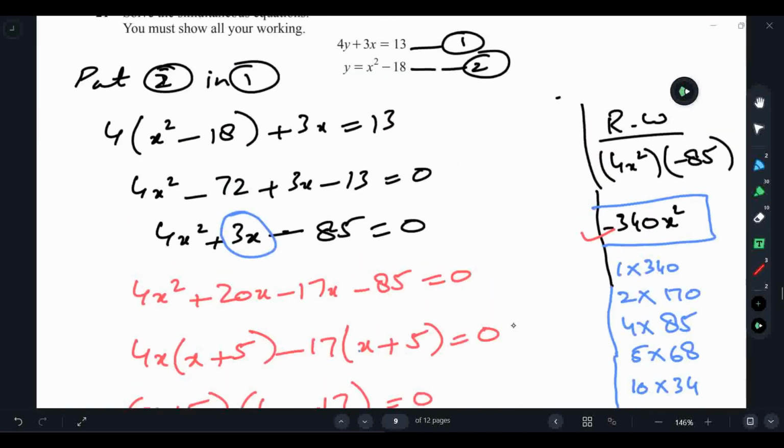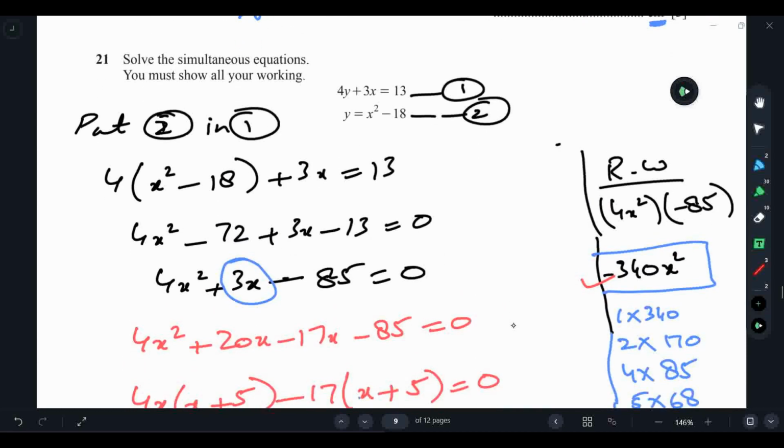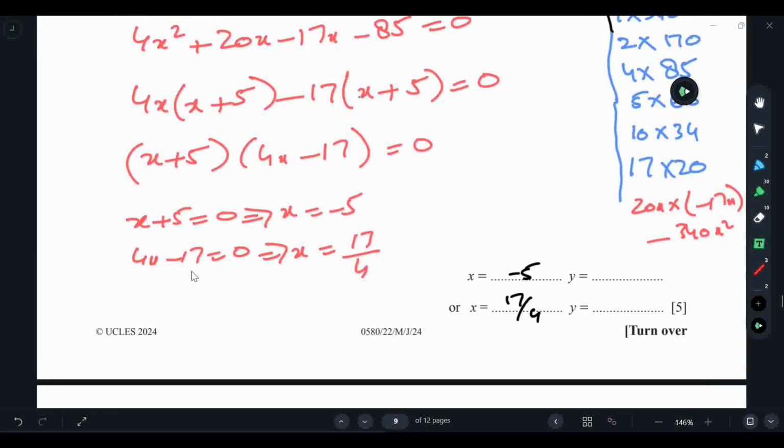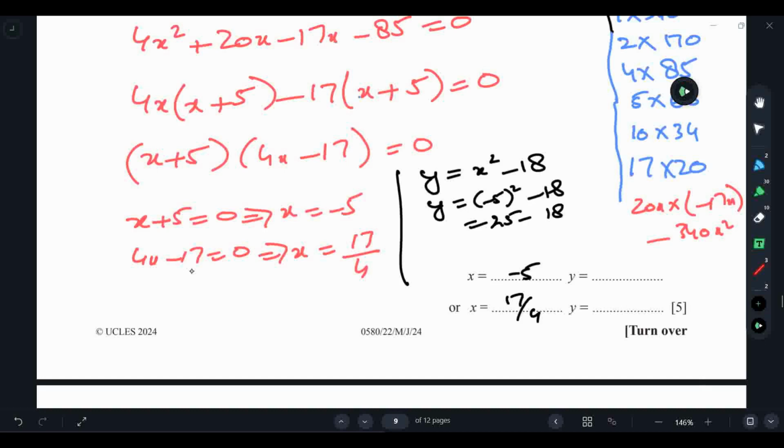Now just put it in any of the equations. Let me put it in the second one. Y is equals to x square minus 18. So y is equals to minus 5 square minus 18, which means 25 minus 18, and it means this will be 7.